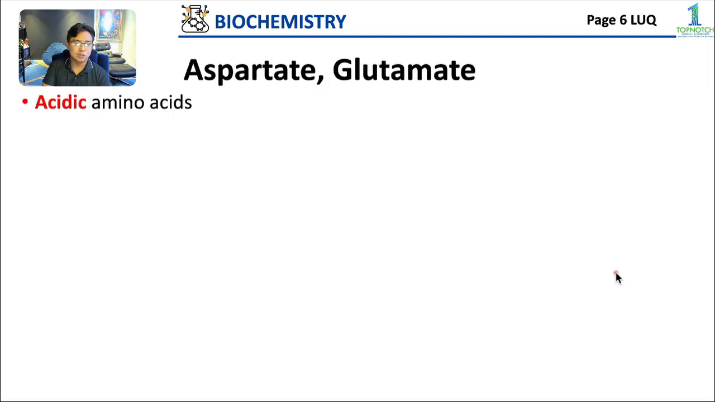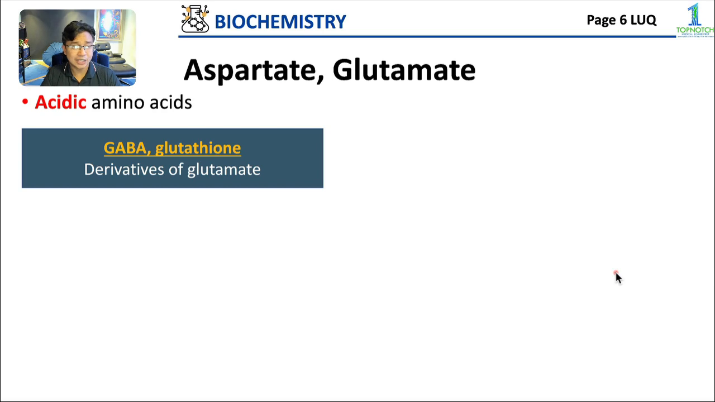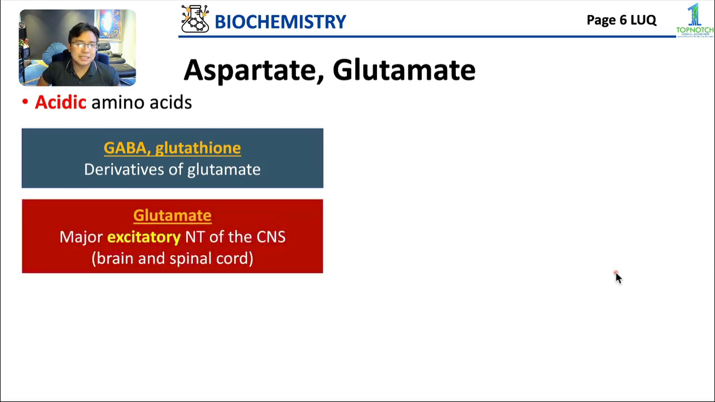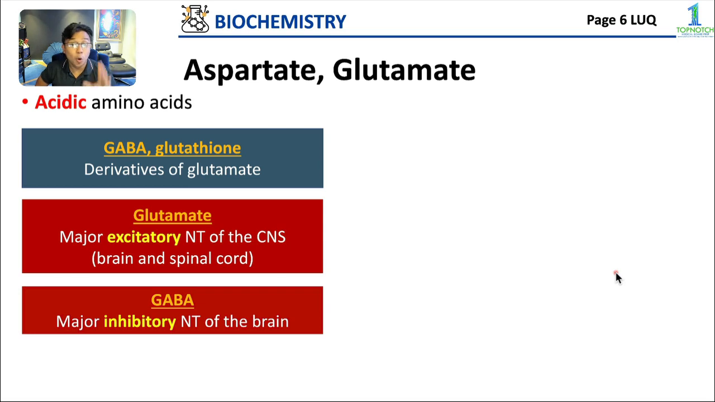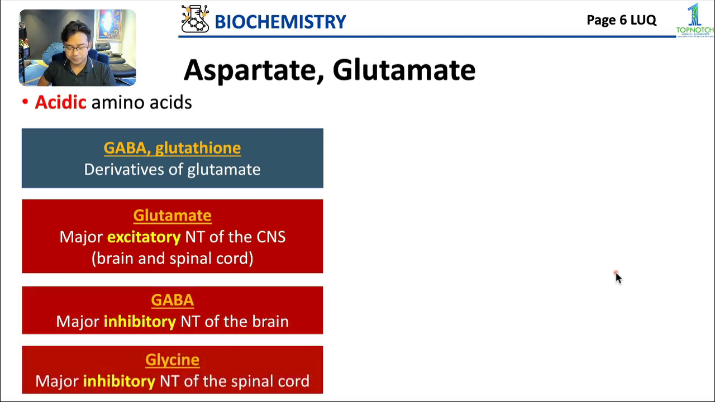Your aspartate and glutamate are acidic amino acids. Aspartic acid, glutamic acid. And they are very important for different neurotransmitter formations. One is that GABA and glutathione are derived from glutamate. And glutamate itself is already a neurotransmitter. It is the major excitatory neurotransmitter of the CNS, both brain and the spinal cord. GABA ang ating major inhibitory only for the brain. But as mentioned before, glycine is the major inhibitory neurotransmitter of the spinal cord.